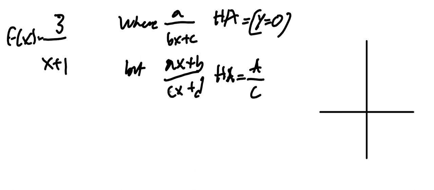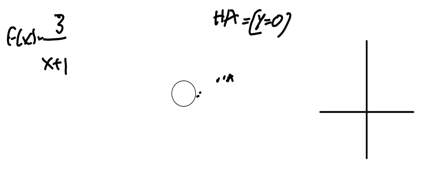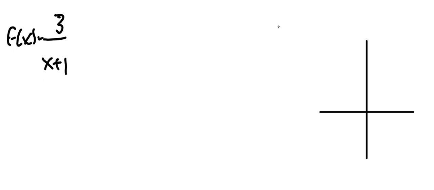So let's practice. Essentially, what we're going to do is find the horizontal asymptote. In this case, we only have a 3 on the top. There's no x coefficient on top. So that means it's going to be at y equals 0. So this is going to be the horizontal asymptote here at y equals 0.